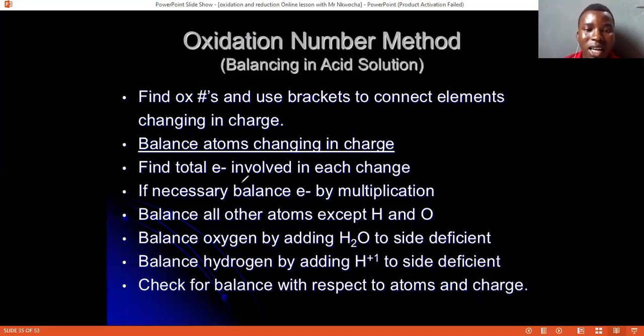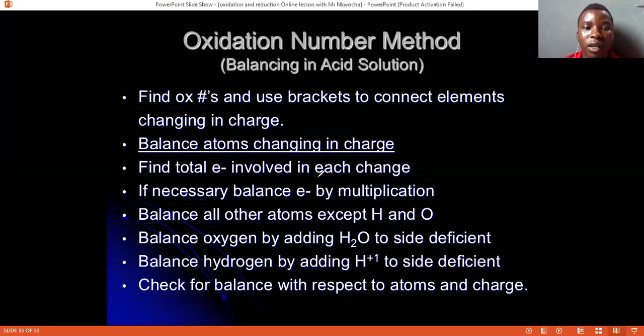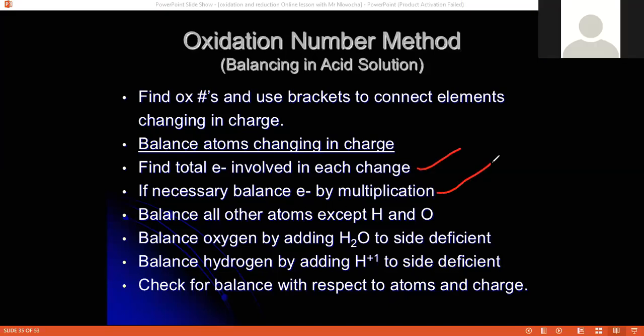And look at the next thing I said. If necessary, let's find the electrons involved in each charge change. Okay, no problem. If necessary, balance the electrons by multiplication. Balance all the atoms except hydrogen and what? Oxygen. So what do you do? Balance oxygen by adding water to the side deficient.